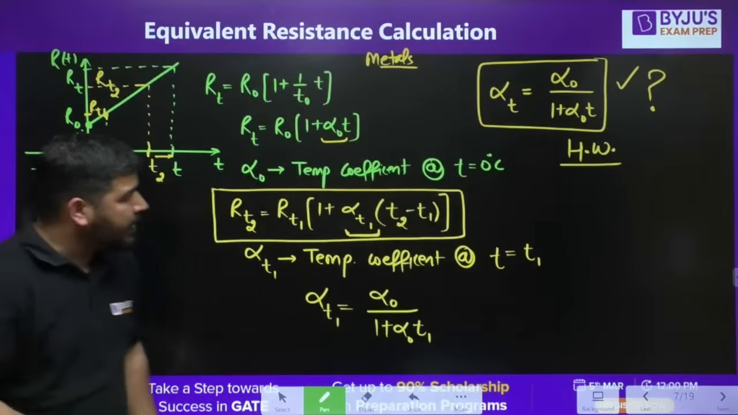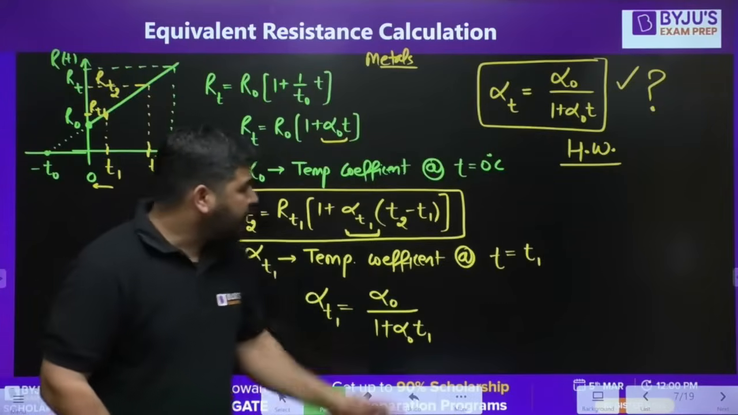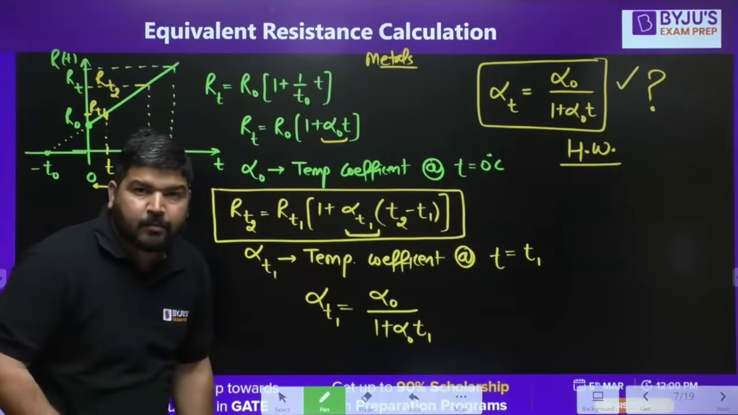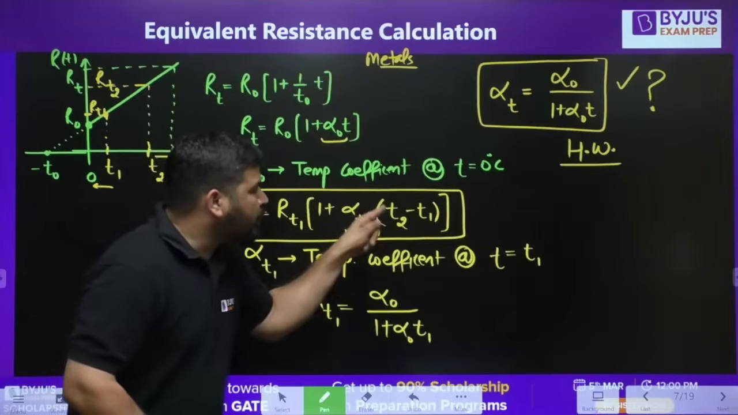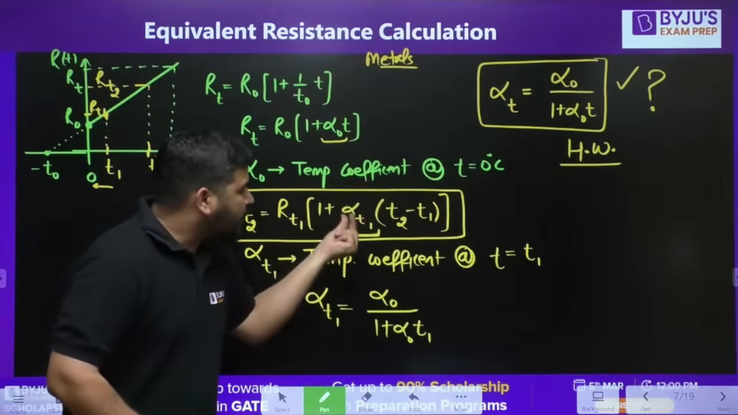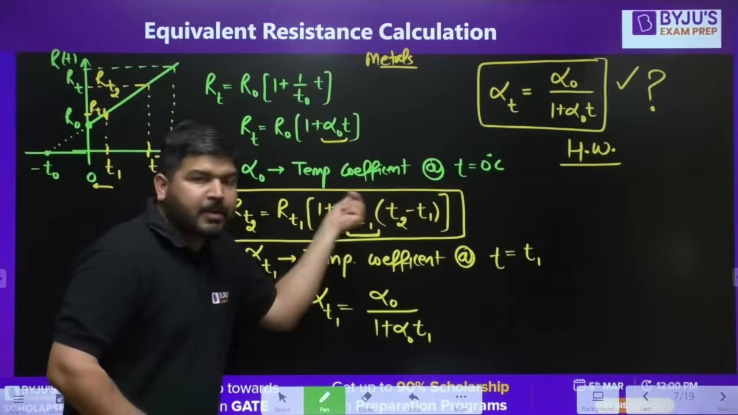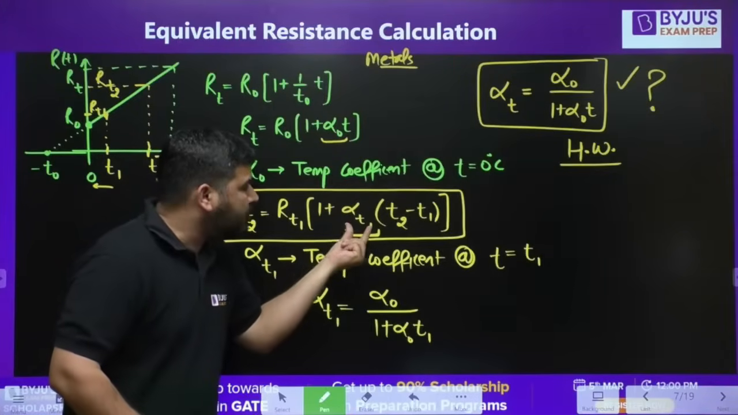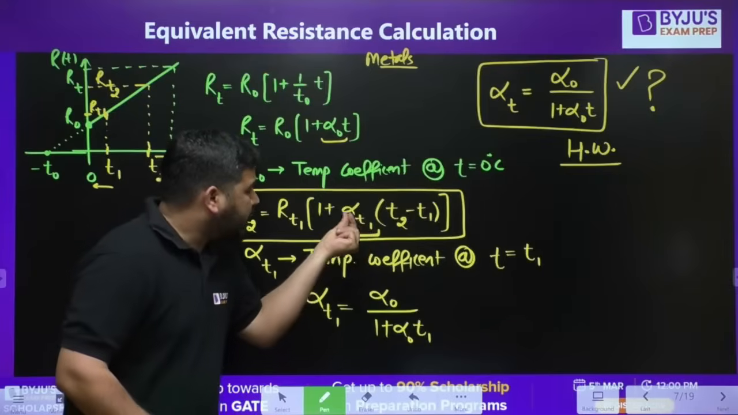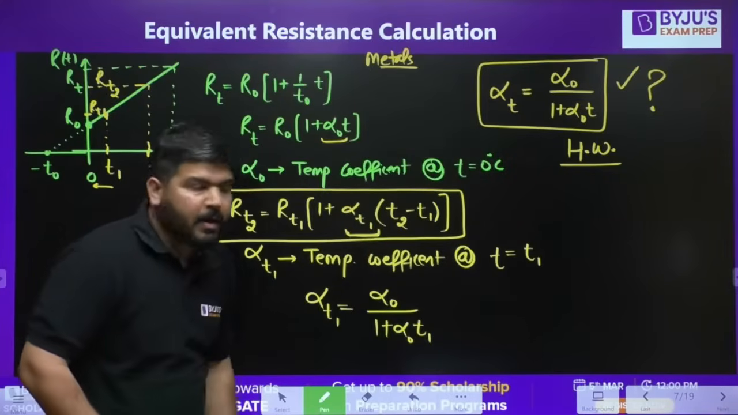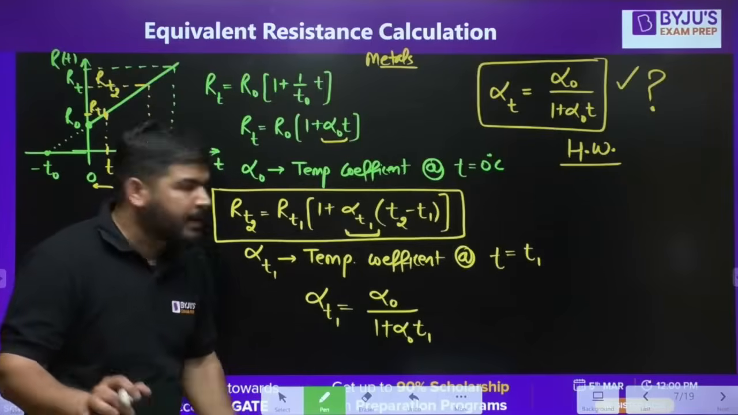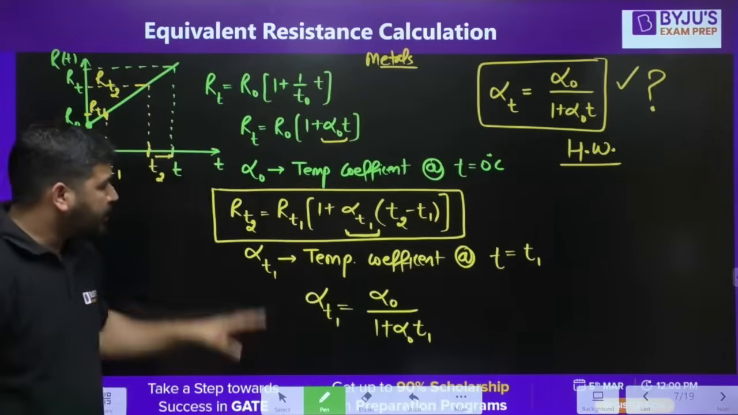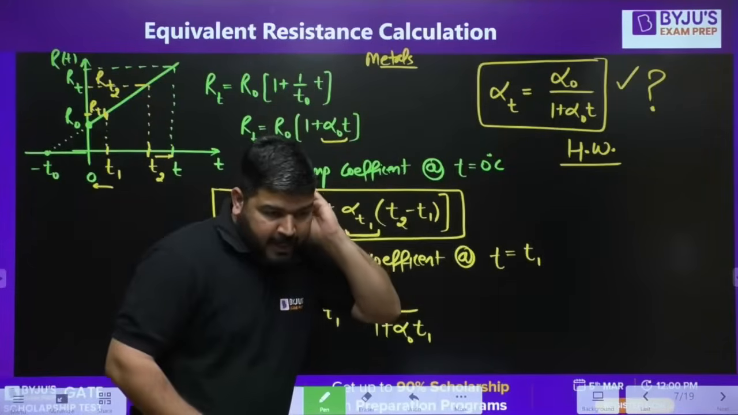But there are some students who make mistakes. What they do is, remember, you are moving from T1 to T2. So this temperature coefficient has to be at temperature T1. You cannot take it as alpha T2. Okay, this temperature coefficient has to be at temperature T1. I hope it is clear. Okay, so please be careful guys, don't make mistakes.